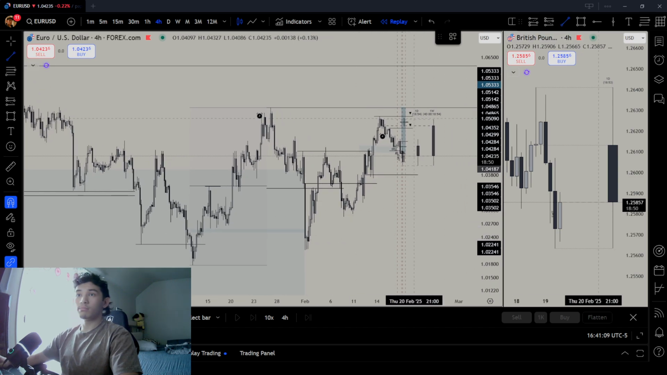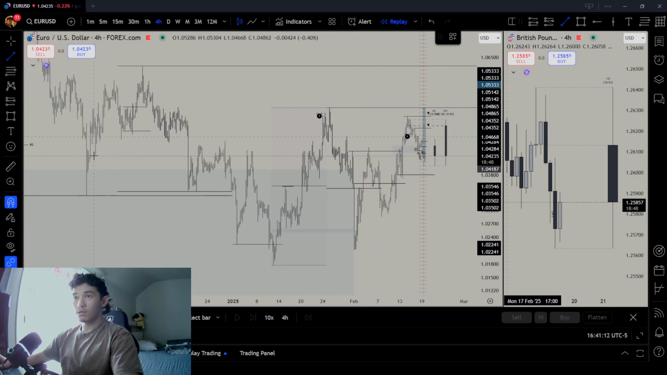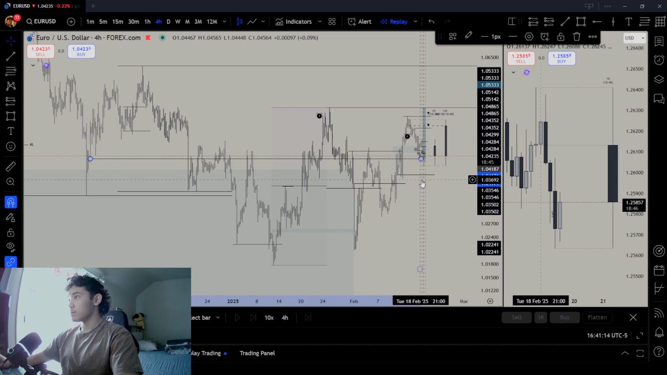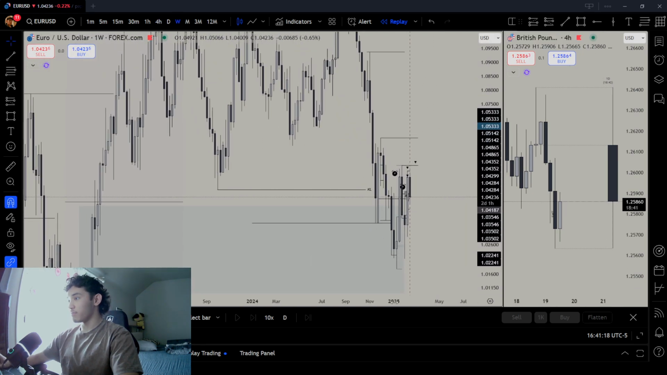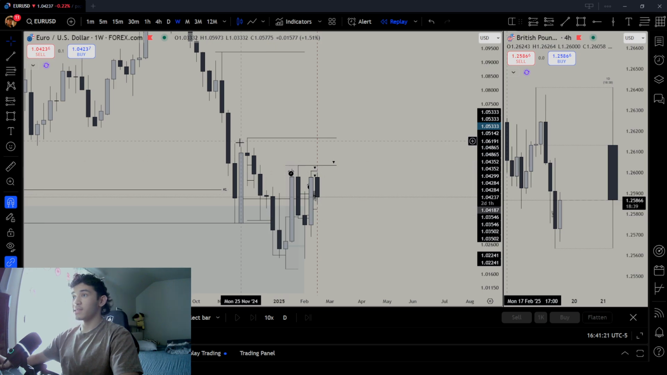Let me go mark it down right over here. This right over here, right? That's the weekly order block. If you go to the weekly time frame, that's the weekly order block right over here. This candle is the weekly order block that filled liquidity, right?